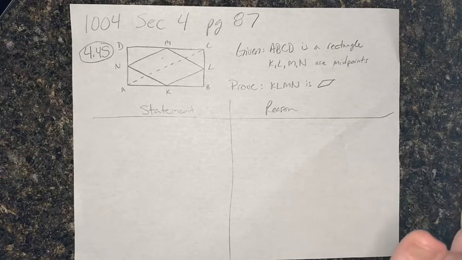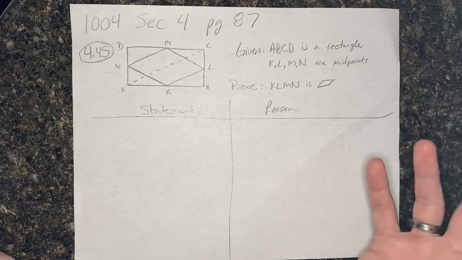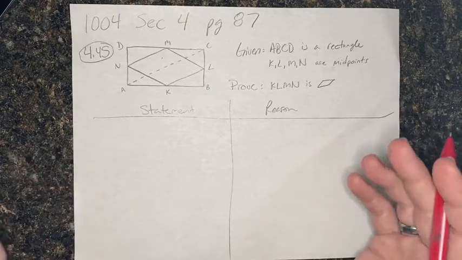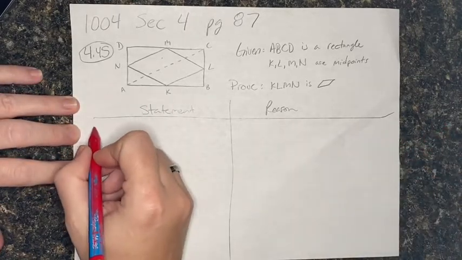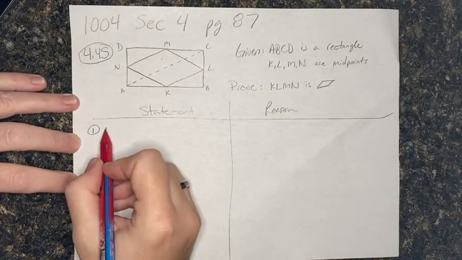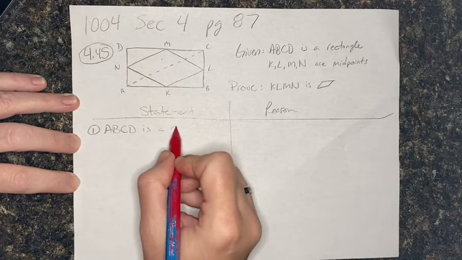This proof is kind of tricky, not because it's different than any other proof, but it uses a theorem that we will rarely use, or at least not very often. So I wanted to do this one with you guys. Number one is always going to be the same, and that's our given information. So ABCD is a rectangle.